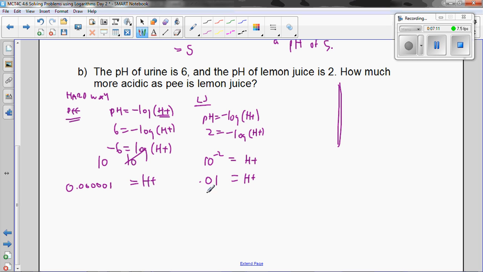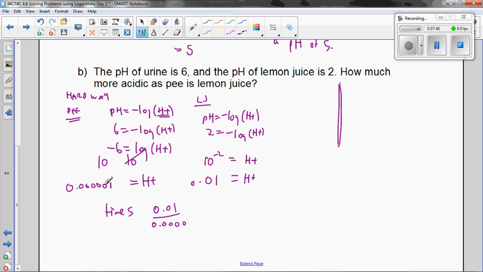Now, basically, if I want to figure out how much bigger one number is than the other, I divide, right? If I want to know how much bigger is 10 than 2, well, I go 10 divided by 2, and I get 5. So I took the big number and divided by the small number. Notice this is a lot bigger than that number. I've got to figure out how many times. So I'm going to take the big number, 0.01, and divide by the small number.